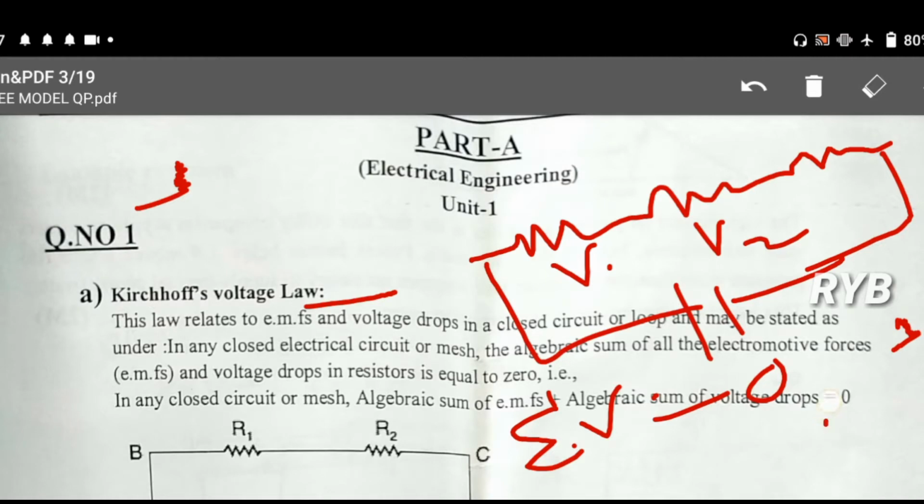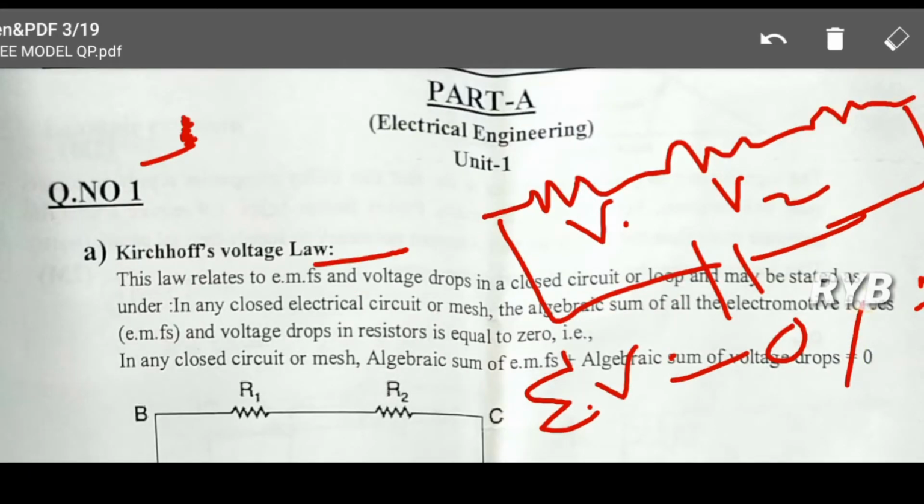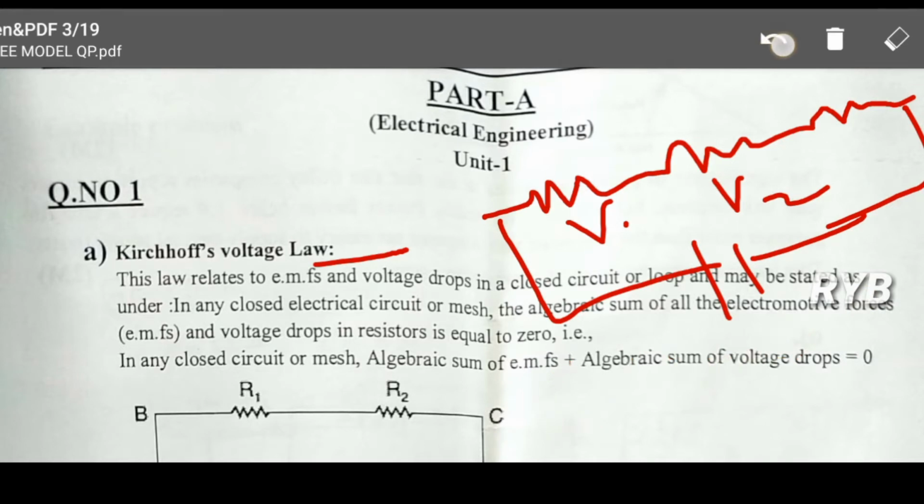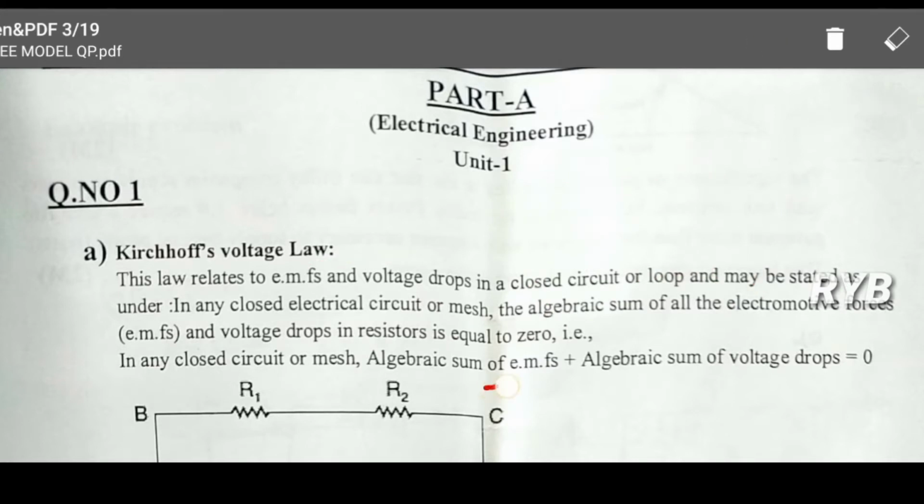Coming to Kirchhoff's current law. What is Kirchhoff's current law? The sum of incoming currents is equal to the sum of outgoing currents, or the total current in any closed path is equal to 0. In any closed circuit or mesh, the sum of EMFs plus the sum of voltage drops is equal to 0. That is KVL: summation of all the voltage drops plus all EMFs equal to 0.